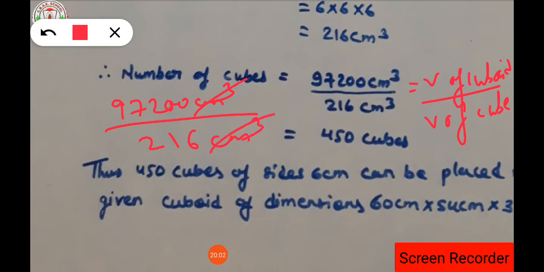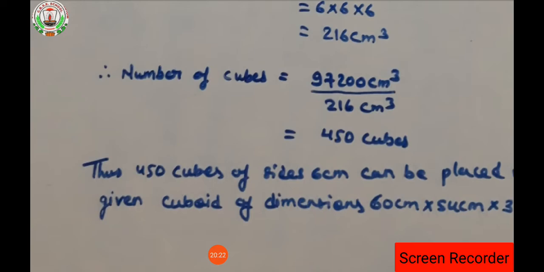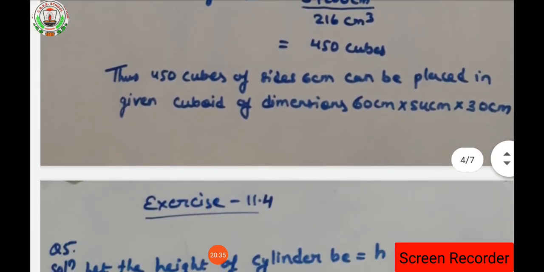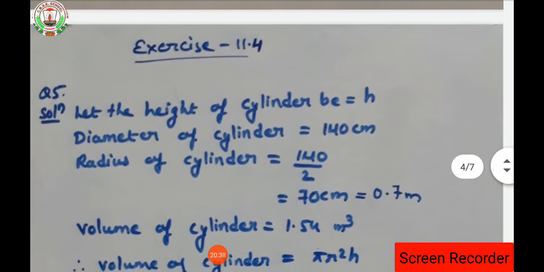So centimeter cube and centimeter cube will get cancelled. Cancelling this number, you can start with a smaller number like 3, or directly cut by the table of 216, depends on you. So that will become 1 time, and here it will be 450 cubes. Thus 450 cubes of 6 centimeter edge or side can be placed in the given cuboid of dimension 60 centimeter, 54 centimeter and 30 centimeter. Clear? Next question, question number 5.